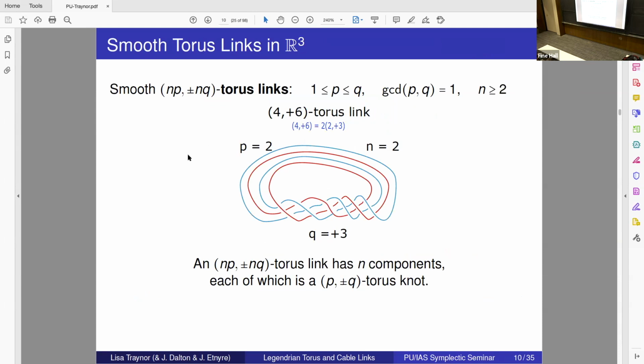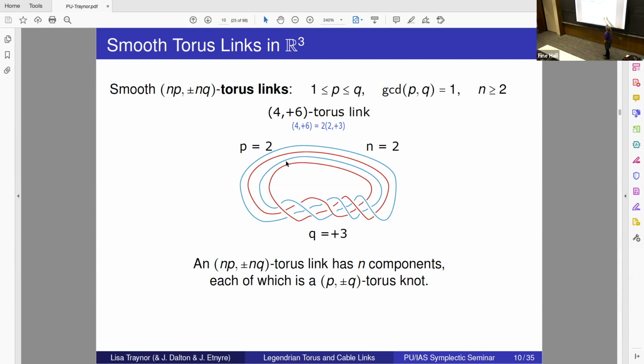Okay, so we did smooth Taurus knots, and then we did Legendrian Taurus knots. Now we're going to do smooth Taurus links, and then we'll talk about the Legendrian Taurus links. So now we're moving in. Before, P and Q were always relatively prime. Now I'm going to look at something like a 4-6 here. I would factor out the 2. I think of this as 2 times 2, 3. That's telling you that it's a 2-component link, and each component is a 2-3 Taurus knot. So it just nicely works out that way.